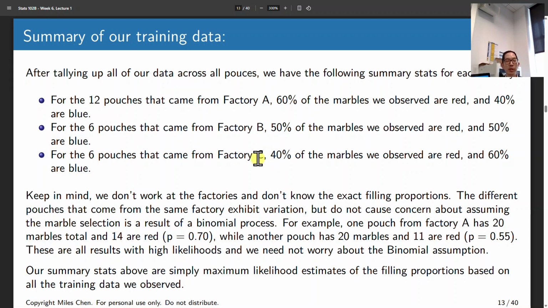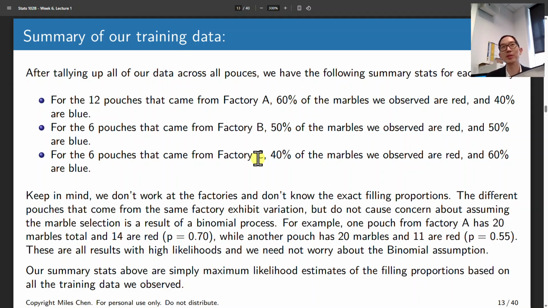Okay, so we don't work at the factories. We don't know exactly what proportion at factory A are red. And when we open up the pouches, they're not all exactly 60% red, right?